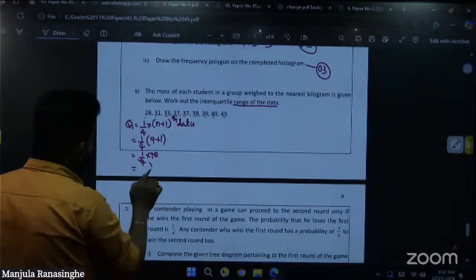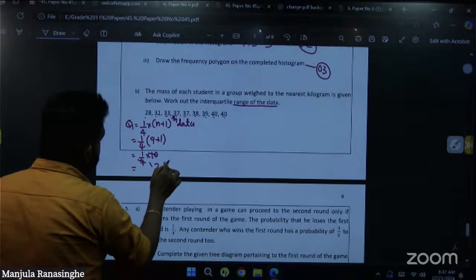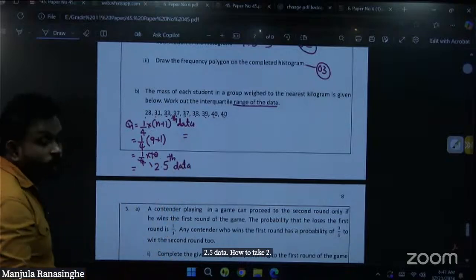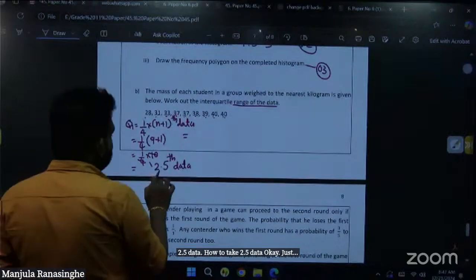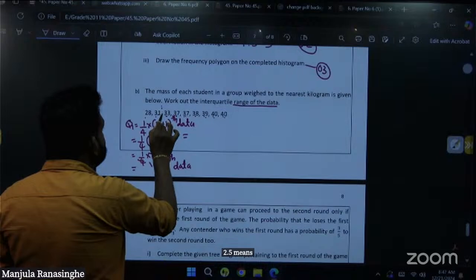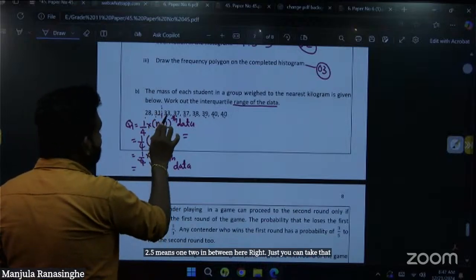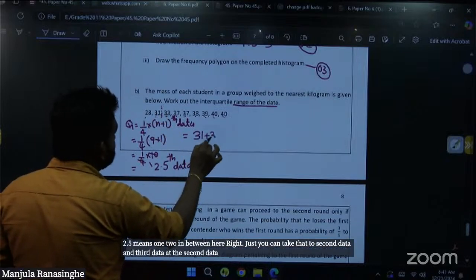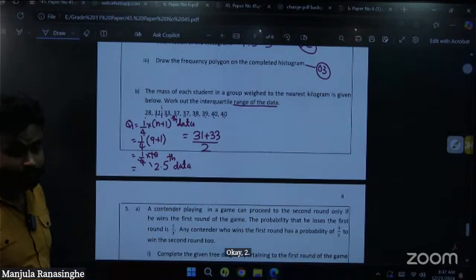10 divided by 4, 2.5 data. How to take 2.5 data? Just take, right, 2.5 means in between the second and third data. Add the second data plus third data, divide by 2. Okay, 2.5 locates there.